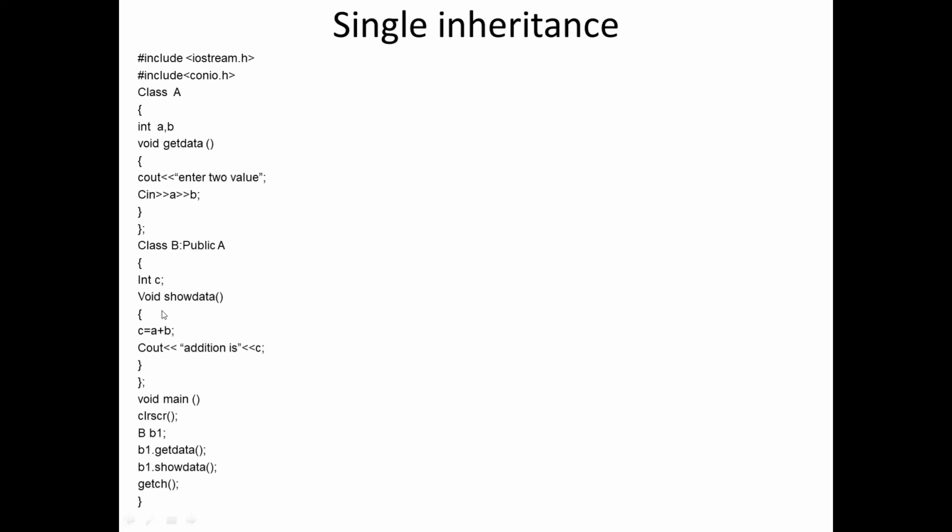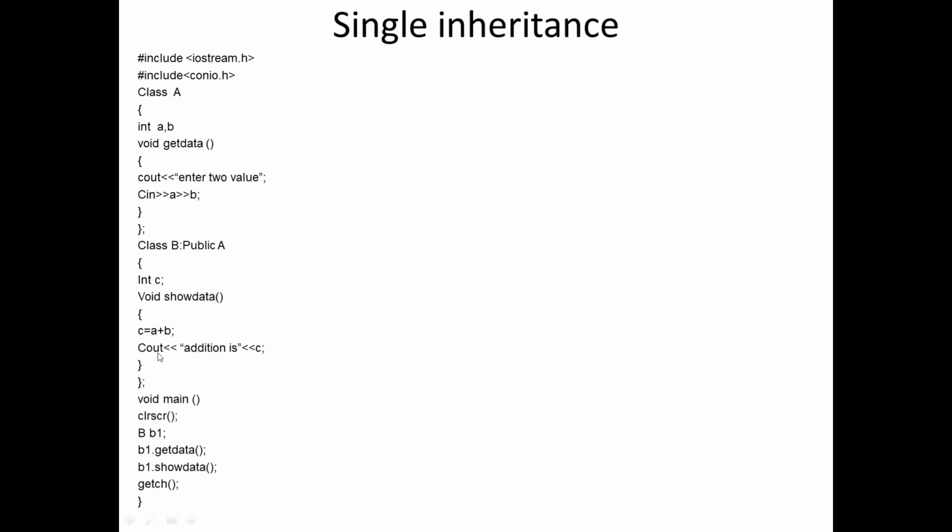In class B, we have also created one function called showdata. We have opened this function, and what we are doing here is writing an operation, c equal to a plus b. What we have seen is that a and b are declared in the base class, but because of this inheritance, we can use a and b in the derived class also, because if we write public here, the public data becomes available in the derived class also.